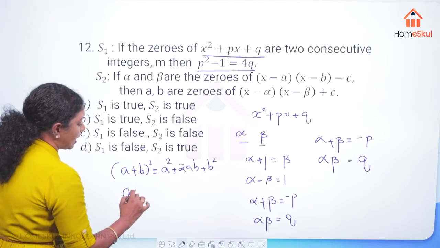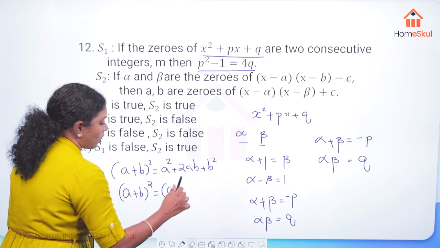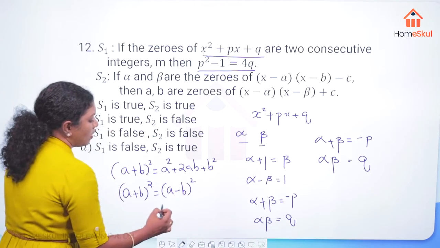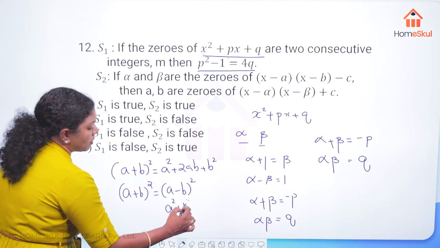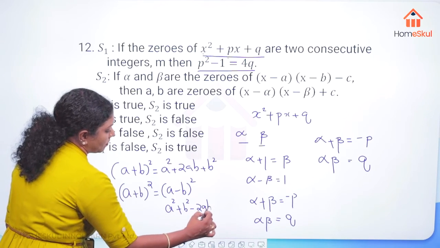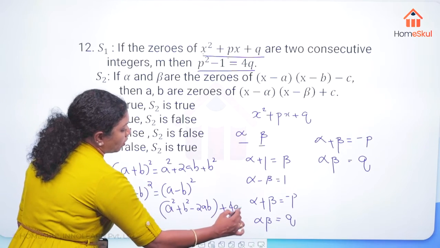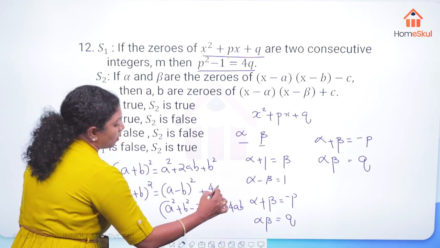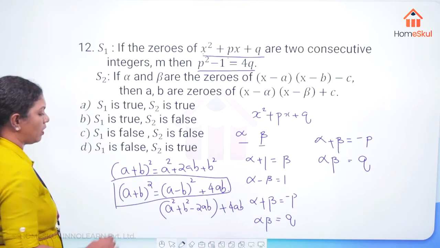I can even write (a plus b) the whole square is equal to (a minus b) the whole square. What I will get when I am doing (a minus b) the whole square? I will have a square plus b square minus 2ab. In order to make this equal, I need to add plus 4ab. So this is an identity. So let us try if it is possible over there.